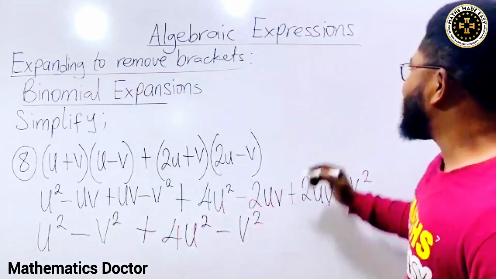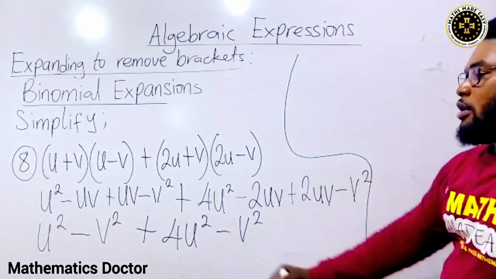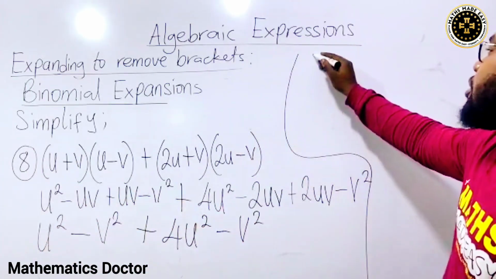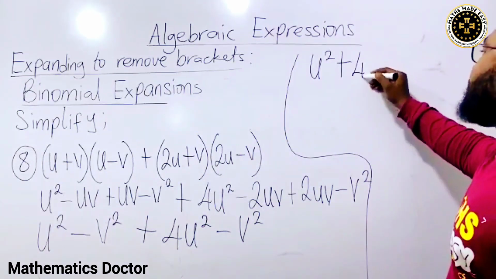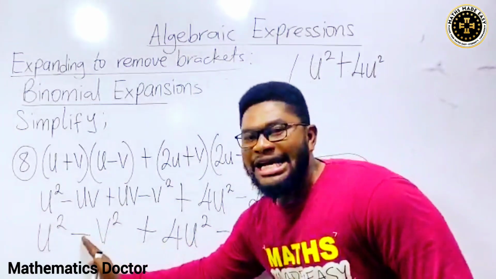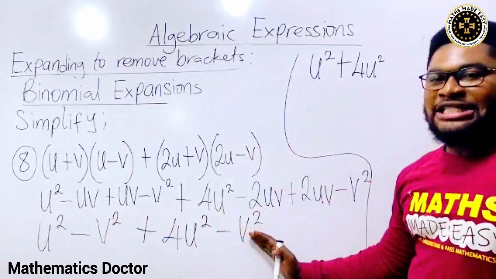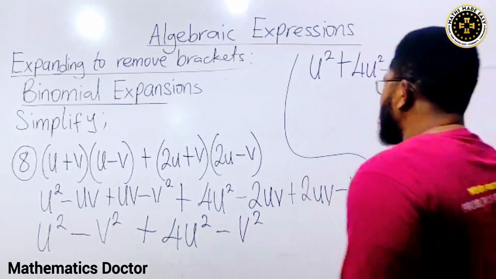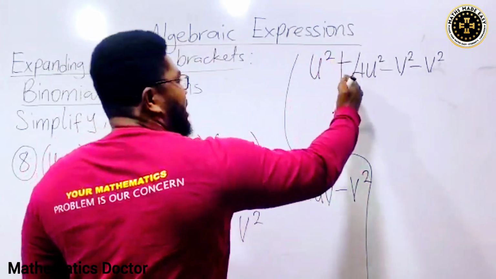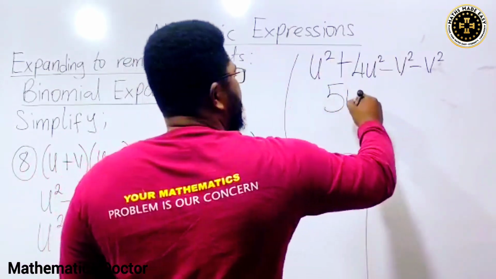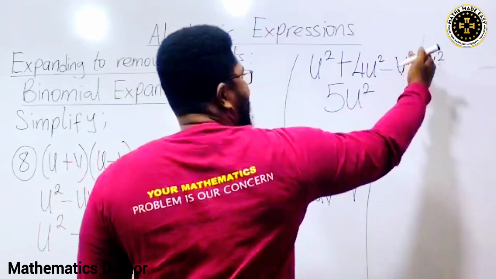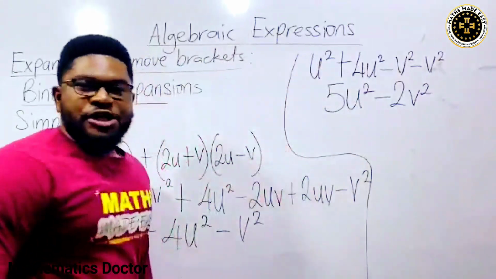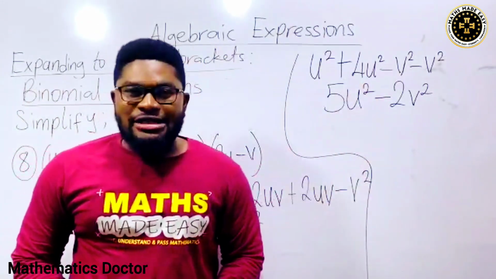Now, we can still group like terms. Let's continue here. Checking from here, it will be u squared with a like term of 4u squared. So we have u squared plus 4u squared. Then we have minus v squared with a like term of another minus v squared. Minus v squared minus v squared. Now, if you consider this, u squared plus 4u squared becomes 5u squared. Then minus v squared minus v squared becomes minus 2v squared. Checking this expression, we realize that this will become our final answer.